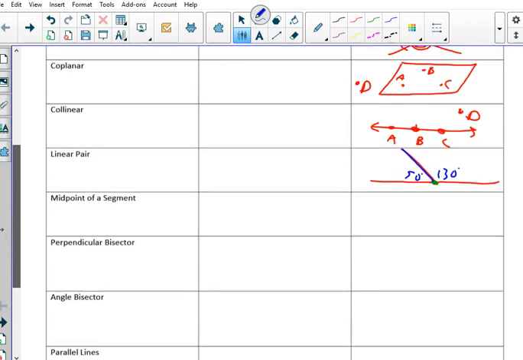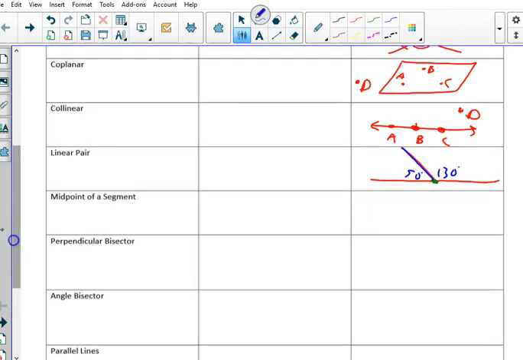Midpoint of a segment, this is very important. On the one quiz, a lot of people did stuff like this. For one thing, a lot of people put lines, and you can't do that because it has to have endpoints, so you can know where the middle is. That is not enough. We don't know that B is in the middle until we have some kind of marking showing that the two sides are equal.